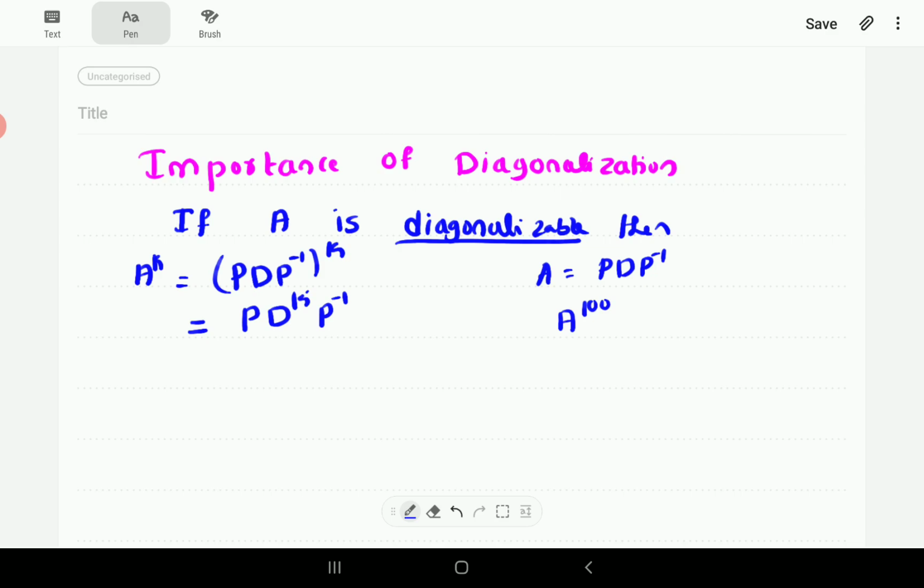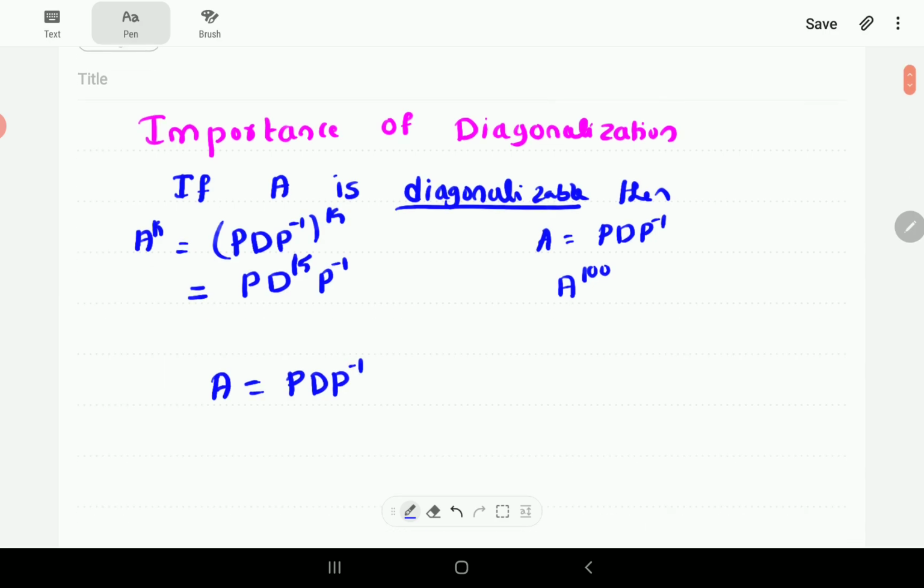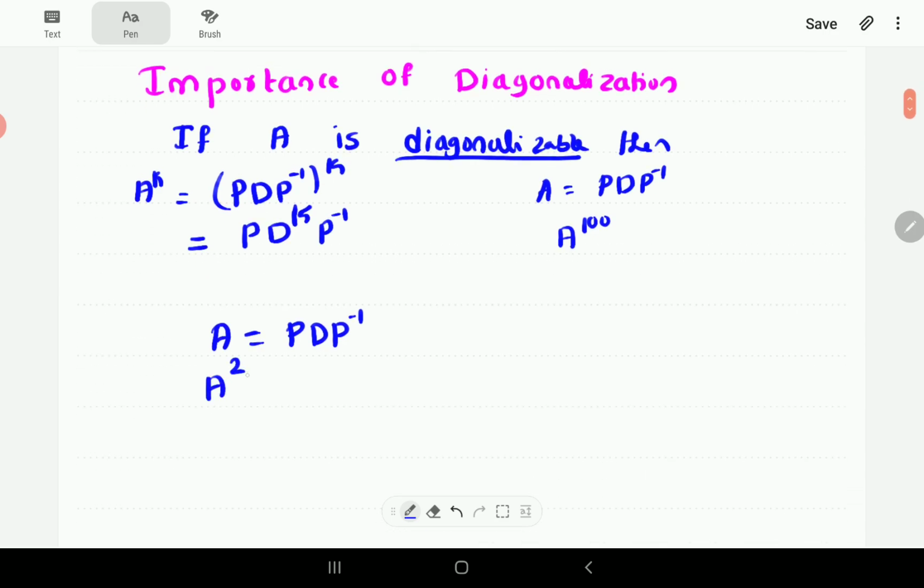D is a diagonal matrix, so it is simple to calculate, right? Hence we will not take the power of the other matrices. For example, let me show you: if we have A equal to PDP inverse, how do I write A square? A square is A into A. Your A is PDP inverse, so we can write it as PDP inverse into PDP inverse, right? This is how we can write.